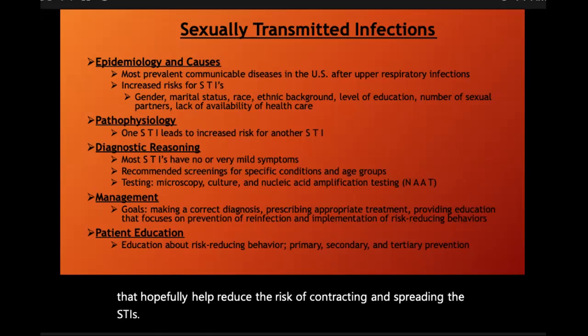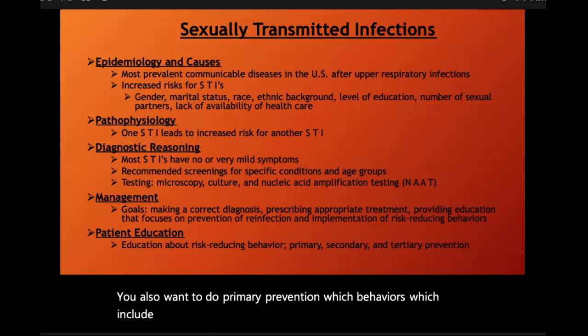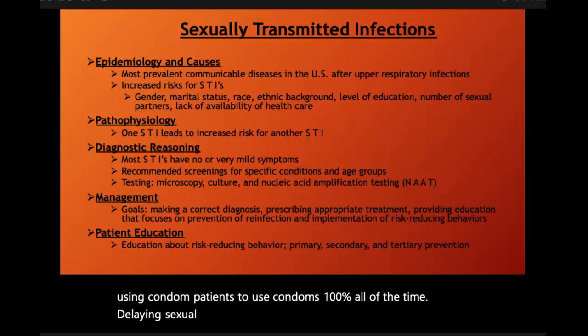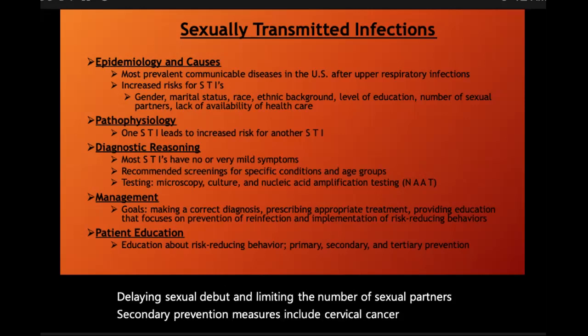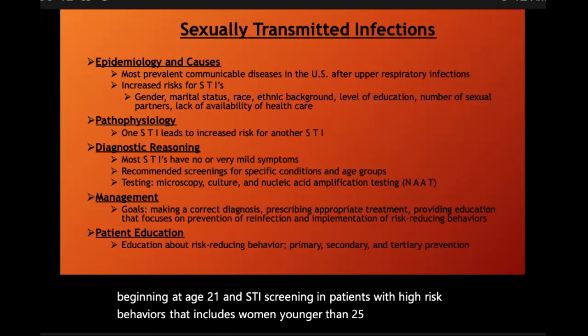You also want to do primary prevention behaviors, which include HPV vaccinations. Of course, encouraging your patients to use condoms 100% of the time, delaying sexual debut, and limiting the number of sexual partners. Secondary prevention measures include cervical cancer screening beginning at age 21 and STI screening in patients with high-risk behaviors. That includes women younger than 25 and during pregnancy.